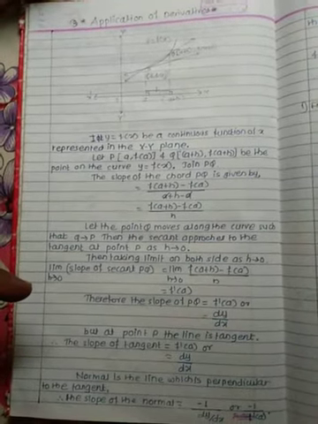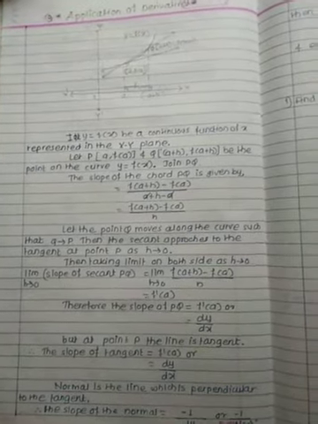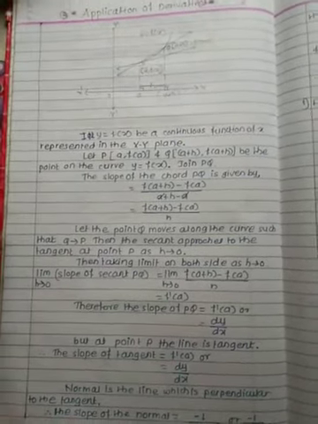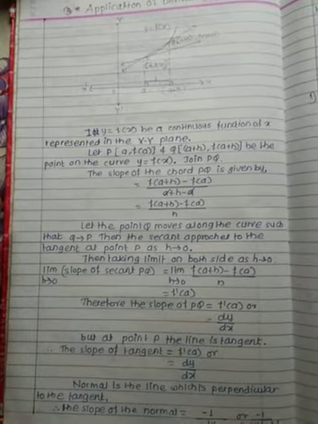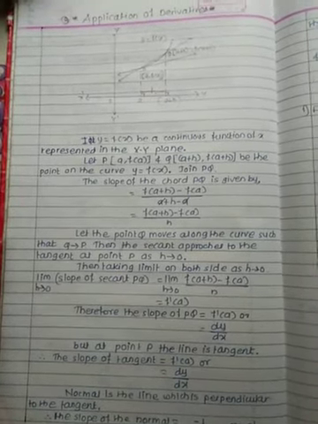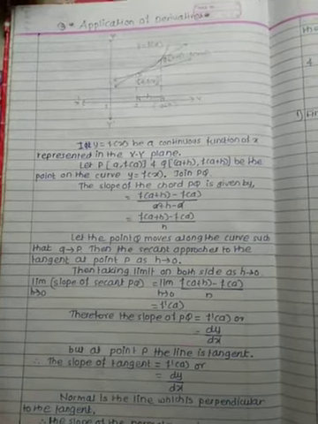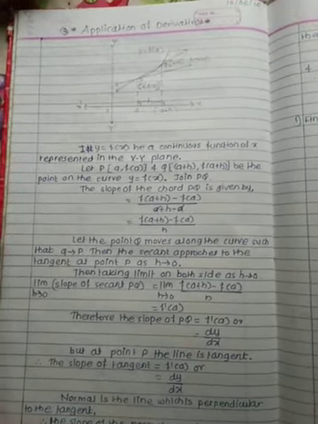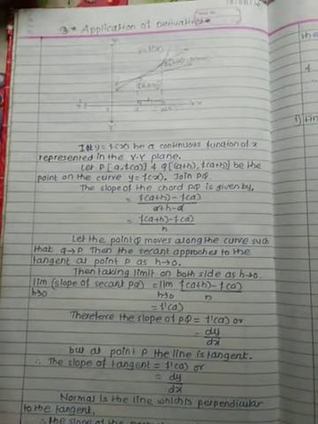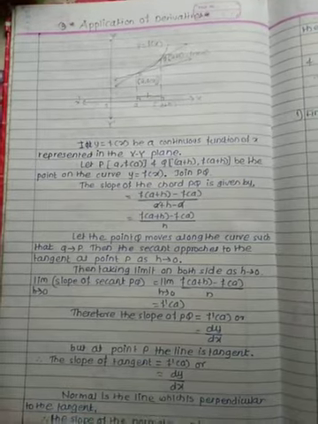Here we have to study about the application of derivative. Now in this part, first we have to study about the equation of tangent and normal. What is meant by tangent? Tangent is the line or line segment intersecting any curve at one and only one point.